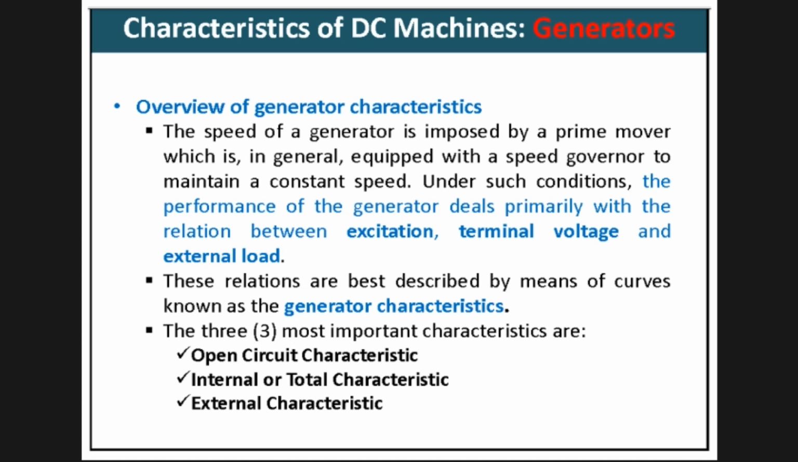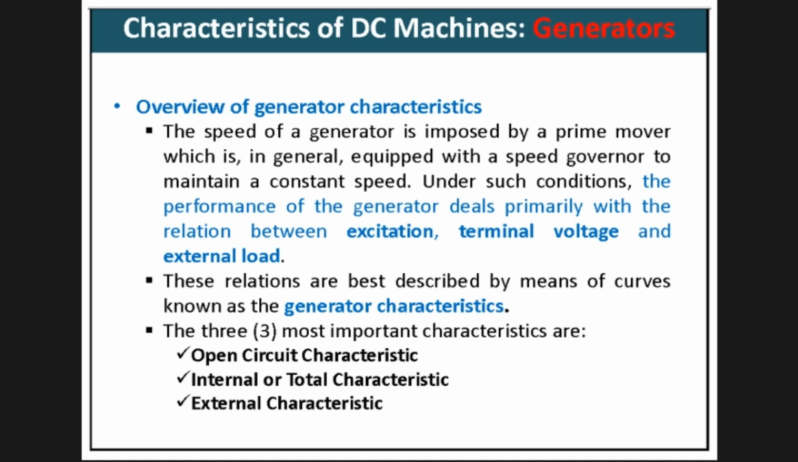And that speed is normally maintained using speed governors to keep a constant speed. So for DC generators, we have to make sure that the driving power will drive the generator at a constant speed. Otherwise, the generated voltages will be changing.